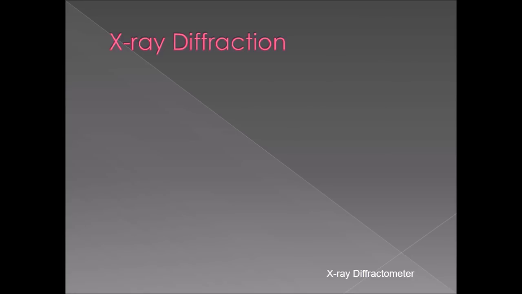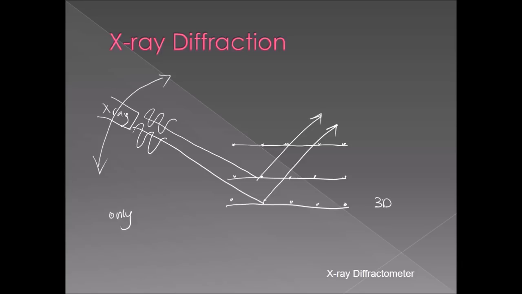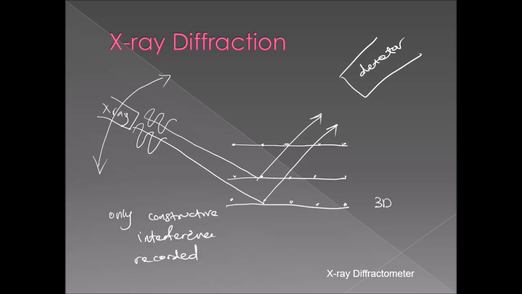If you are still blurred about X-ray diffraction, here I repeat briefly. When you have your crystal structure like this, due to the well-ordered 3D arrangement, they have planes in 3D order. Please remember, in 3D order. The X-ray source is movable, so the X-ray comes in this way and the signal will be diffracted. Only constructive interference will be recorded by the detector.